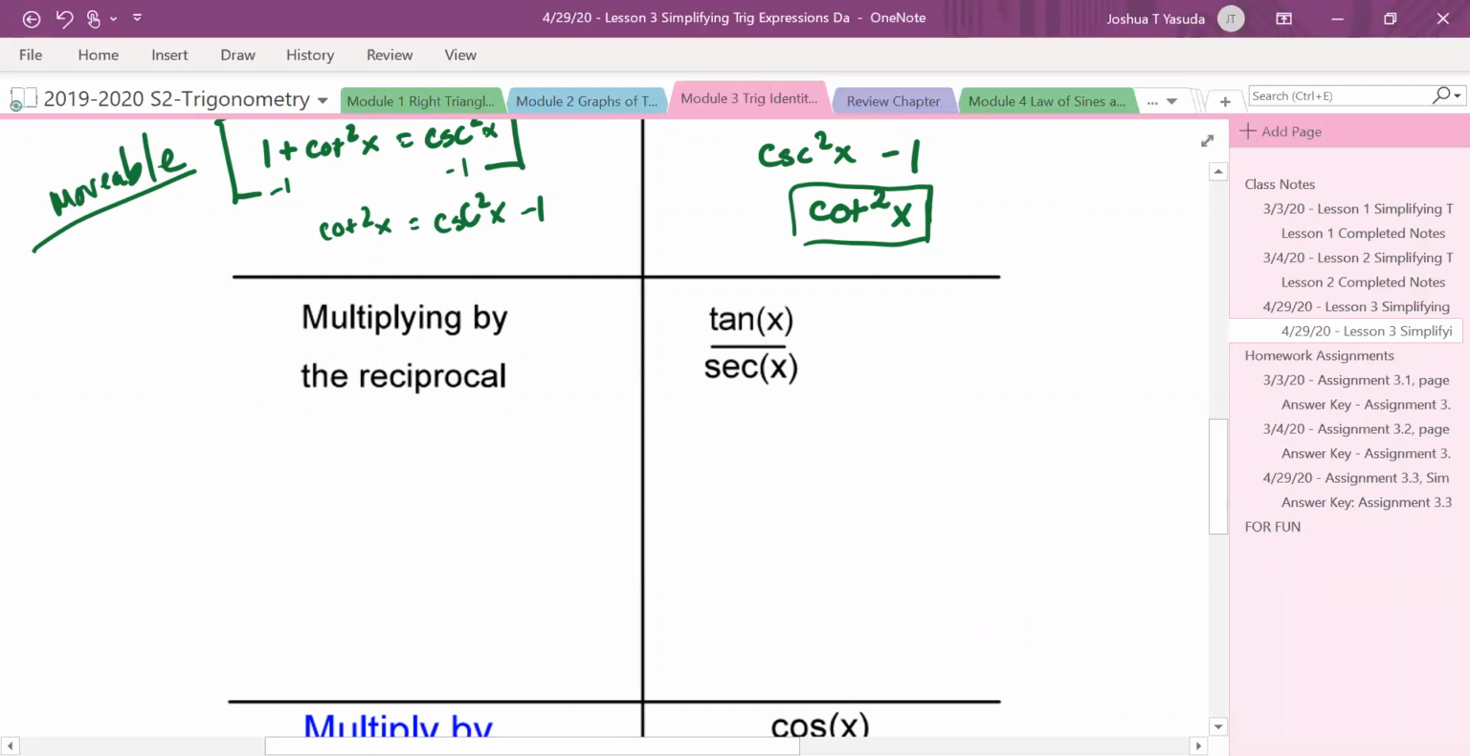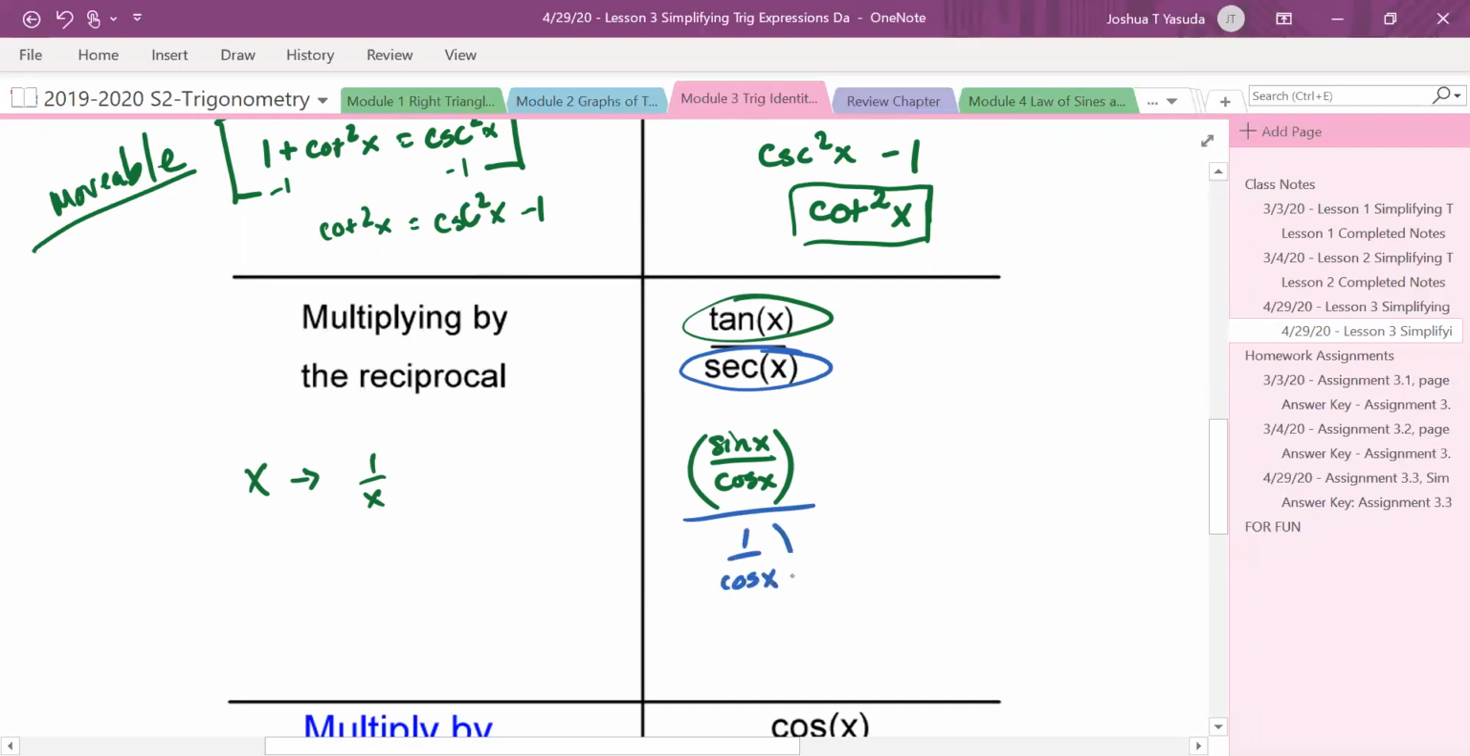So another thing you can do is you can multiply by the reciprocal. Remember, if you have just x, then the reciprocal of x is 1 over x. So I want to point out something that you can do here. Tangent is sine of x over cosine of x, so you get a fraction on top. But then, where am I getting this multiplied by the reciprocal? Secant is 1 over cosine of x. And so now you have another fraction.